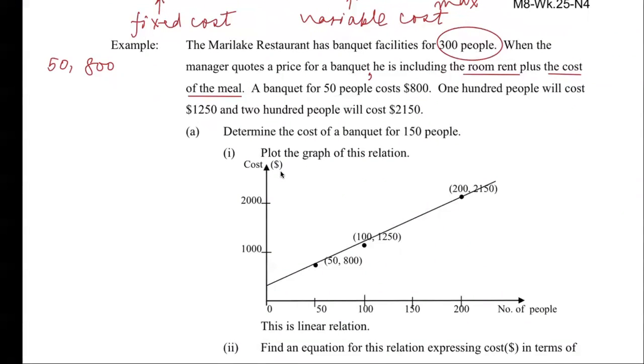100 people will cost $1,250. Okay. 200 people will cost $2,150.